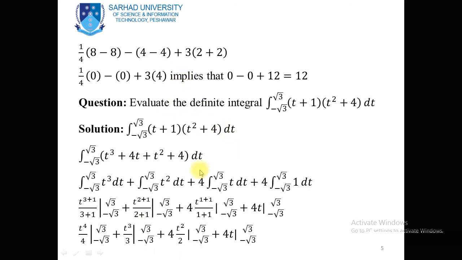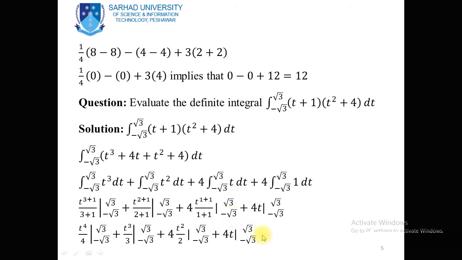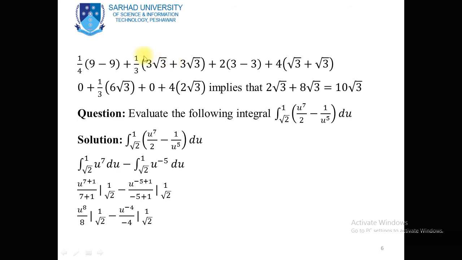Now putting the limit for the term t square, so under root 3 whole square is equal to 3, and minus under root 3 whole square, like you see over here, again we obtain 3 minus 3. And in the last term, putting under root 3 for the t, and putting minus under root 3 for the t, so under root 3 plus under root 3. Now this term cancels, and in this term we obtain 1 over 3, and adding these two terms we obtain 6 into under root 3.